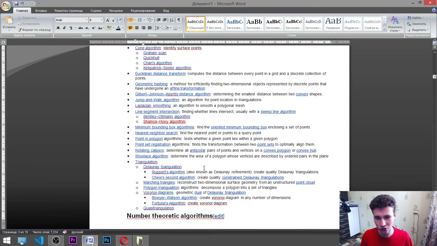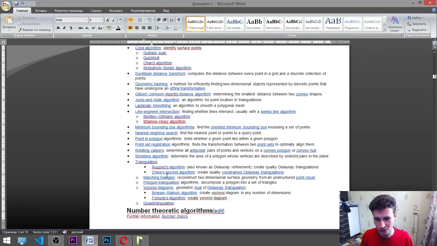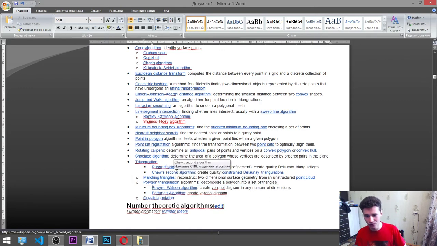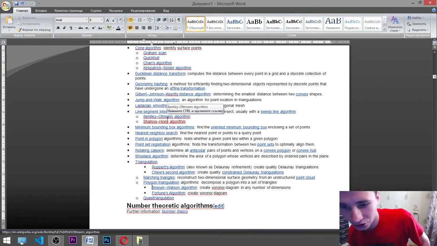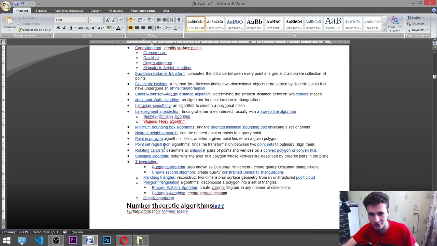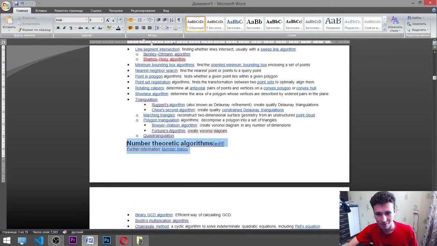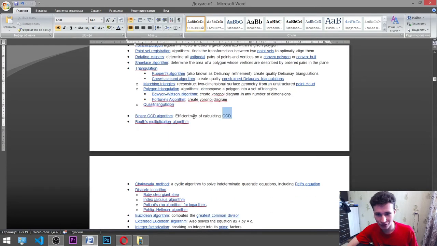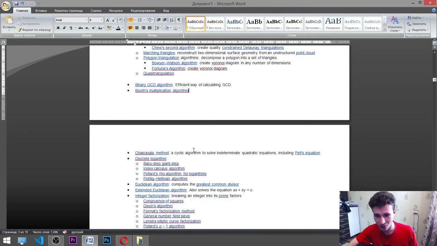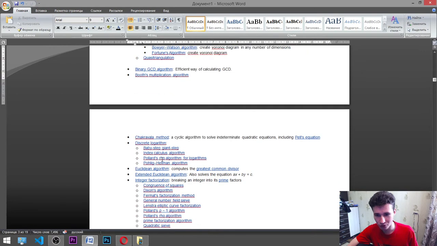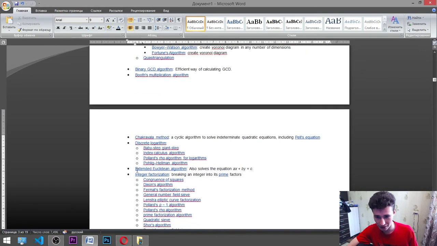Triangulation, Delaunay triangulation, I know. Also, here is Voronoi diagram, should be, yes, Voronoi diagram, I know too. Polygon, quasi-triangulation, merging triangles, rotating calipers, nearest neighbor search. Need to learn more about, I know about k-nearest neighbors in machine learning. Binary GCD algorithm. Actually, I know what GCD is, but maybe binary will be another one. Okay, need to learn discrete algorithm, Booth's multiplication, Pollard's index, okay, Euclidean algorithm, yes, we know.